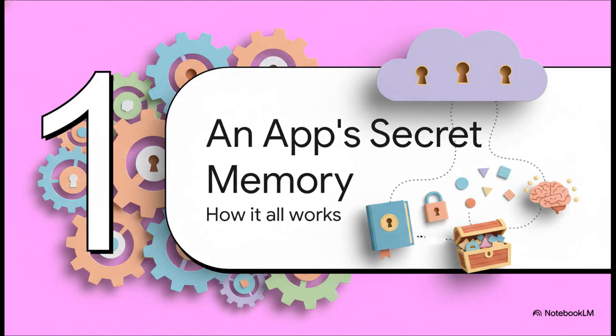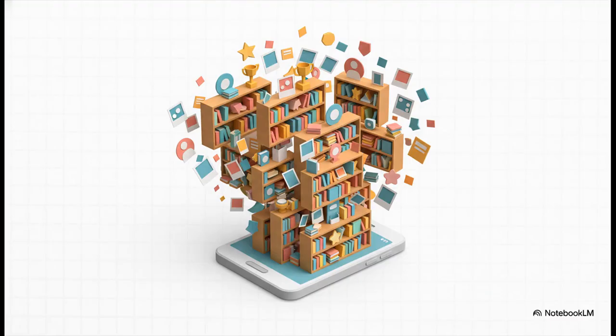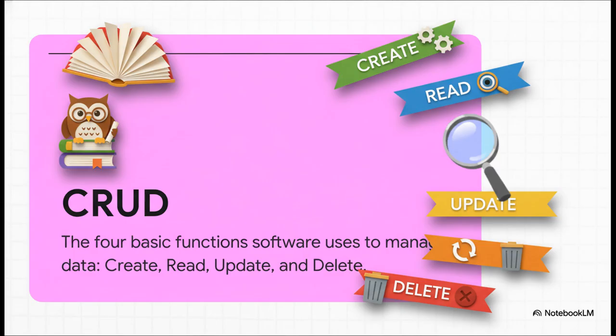All right, first things first, let's talk about an app's secret memory. Okay, here's the best way to think about it. I want you to picture your favorite app as this giant digital library. All of its information, your photos, your friends' posts, those high scores, it's all stored there, just like books on shelves.